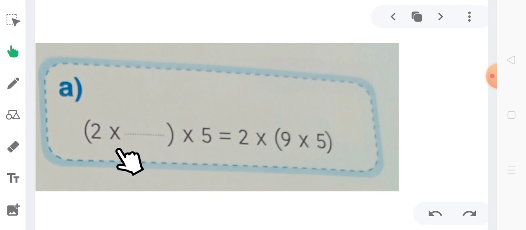We have a missing number here. What do we do, my dears? The equal sign looks like a mirror. What number can we see in this mirror? I've got 5 and 5. Also, we can see 2 and 2. What is the remaining number? The remaining number is 9. So the answer will be 9.